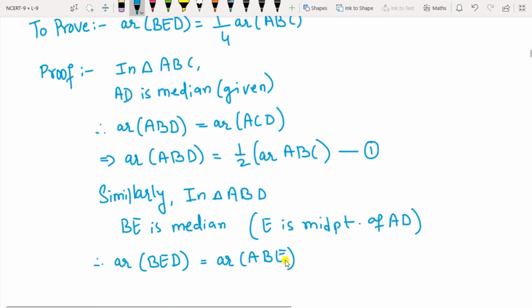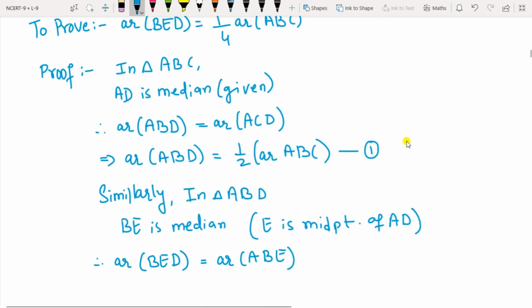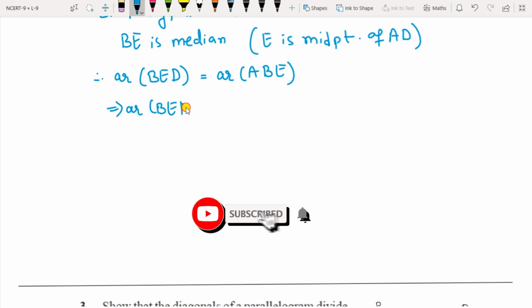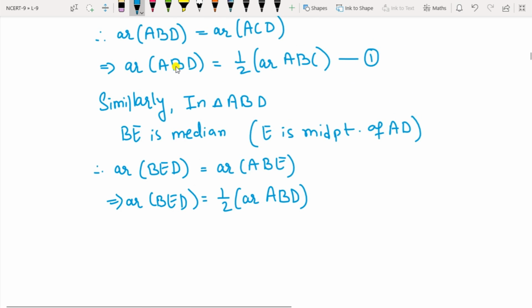Area of BED will be equal to area of ABE, these two triangles we are considering now. So in place of ABE we can write half of ABD. This will imply that area of BED is half of area of ABD.